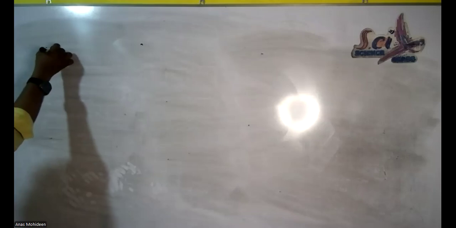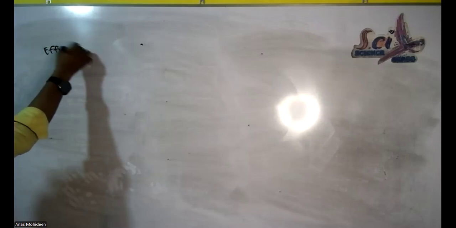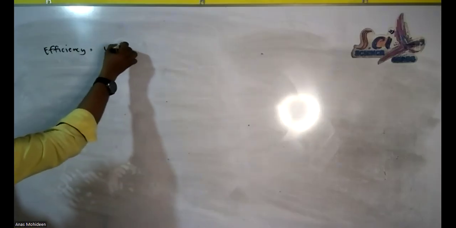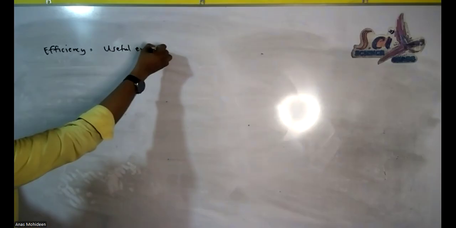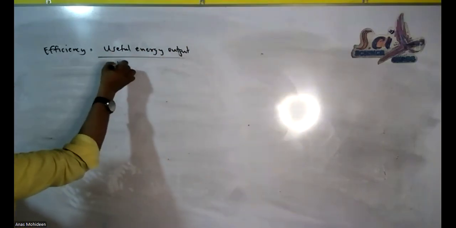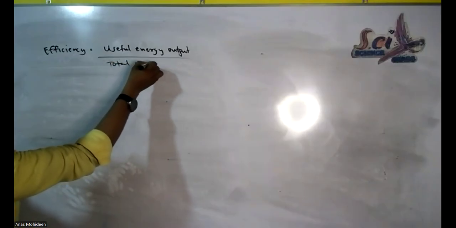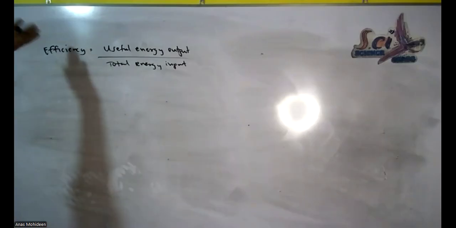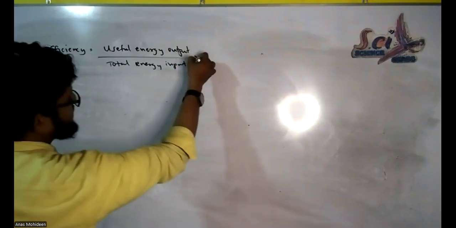Efficiency is equal to useful energy output over total energy input. Or else I can take output energy over input energy. And I have to take it as a percentage, 100%.